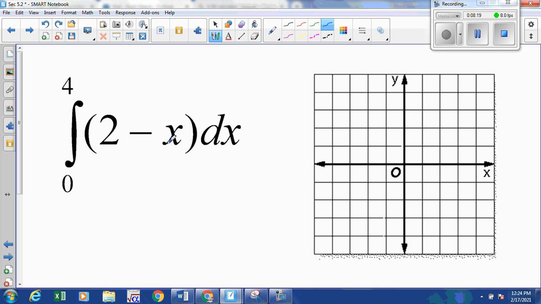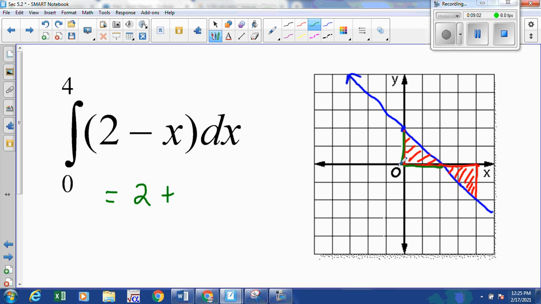2 minus x, 0 to 4. So our y-intercept is 2. Our slope is negative 1, so we go this way. This way. We have the integral from 0 to 4. So the area between the curve and the x-axis from 0 to 4 is this triangle and this triangle. So let's find our area. The first one, a width of 2, a height of 2, divide by 2, that equals 2.